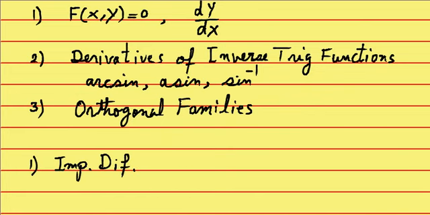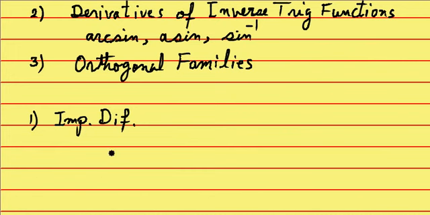First of all, what do we mean by implicit? Most of the functions that you see in Calculus 1 are explicit functions. Explicit functions simply means that you have a formula to apply and find the value of the dependent variable in terms of the independent variable.